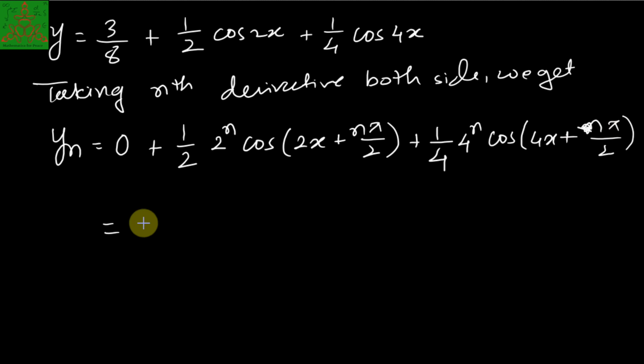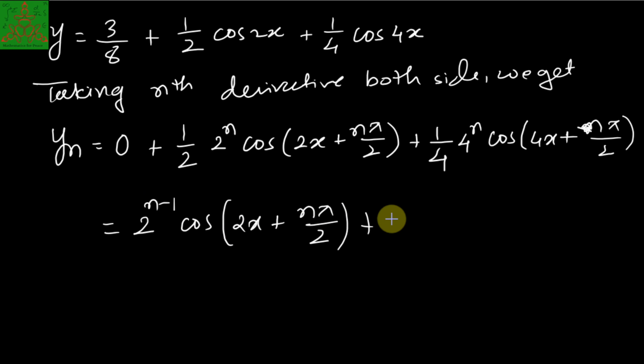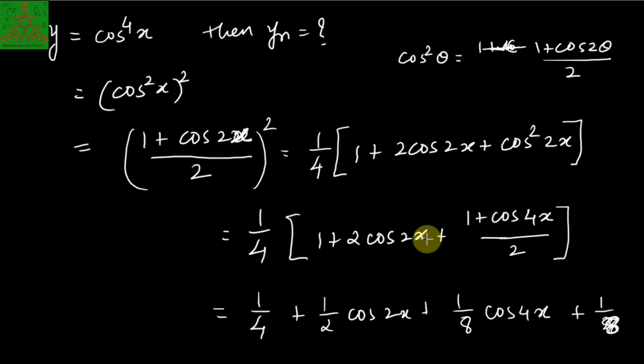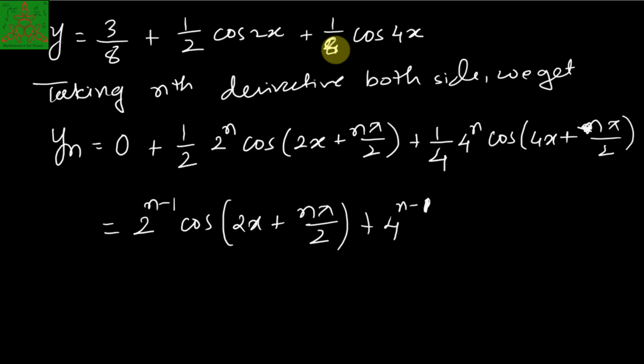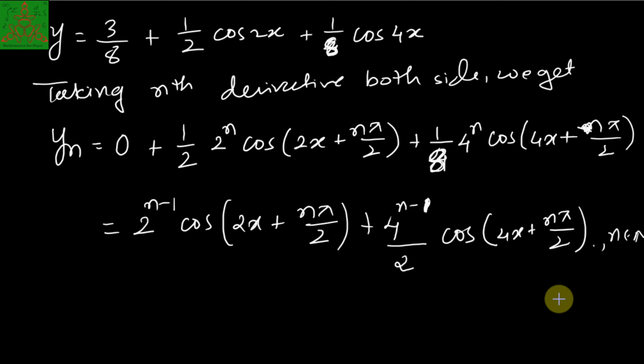So finally the answer is 2 power n minus 1 cos 2x plus n pi by 2 plus 4 power n minus 1. So I think previously it was 8 here, so it has to be 8 here. So please make this correction. Here it was 8. So it is 4 power n minus 1 by 2 cos 4x plus n pi by 2. For any n belongs to N, this is the answer.